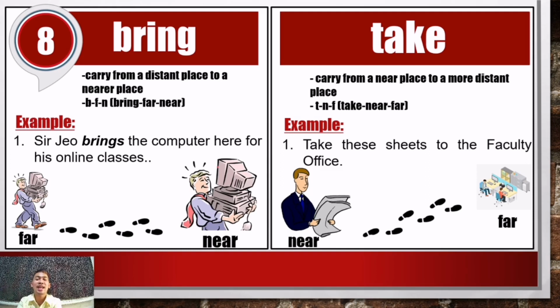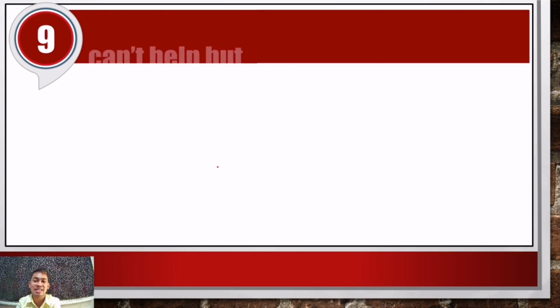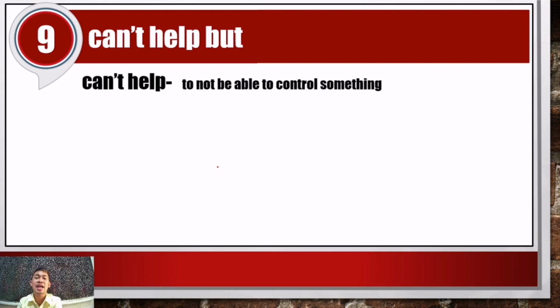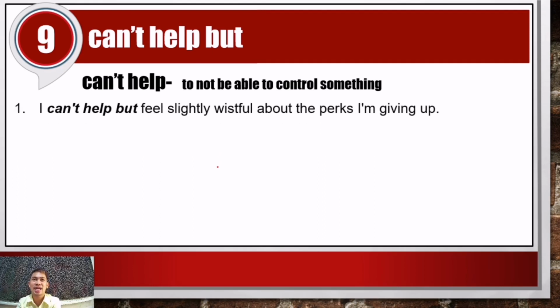All right? Now let's proceed to the second to the last common usage problem, and this is can't help but. I know some of you, or even most of you, are fond of using can't help, which means to not be able to control something. Can't help, to not be able to control something. And we definitely hear it most especially when we are feeling the emotion of someone whom we are talking to. So let us have here the example for can't help but.